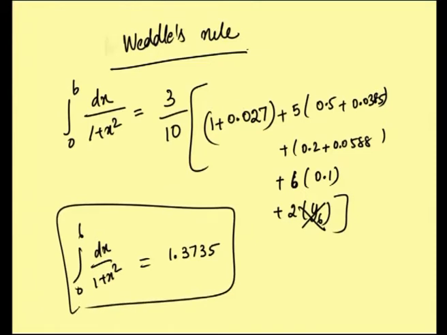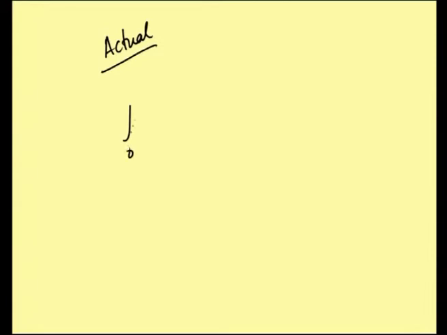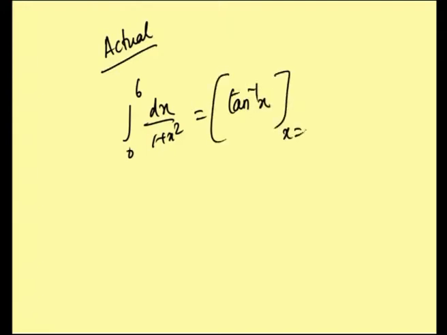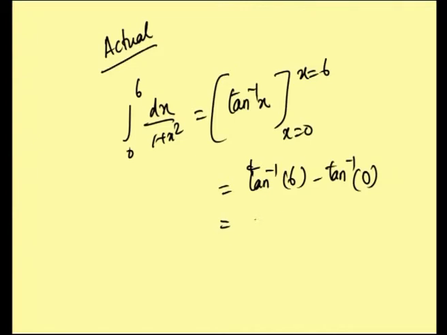1.3735. Okay. Actual integration is integral 0 to 6 dx by 1 plus x square is equal to tan inverse of x within the limits x equal to 0 to x equal to 6. Tan inverse of 6 minus tan inverse of 0. Tan inverse of 0 is 0. Tan inverse of 6 value comes to be equal to 1.4056. So, you can see 1.4056.